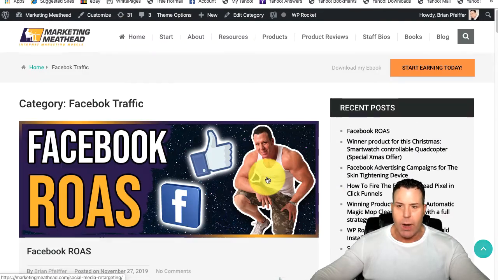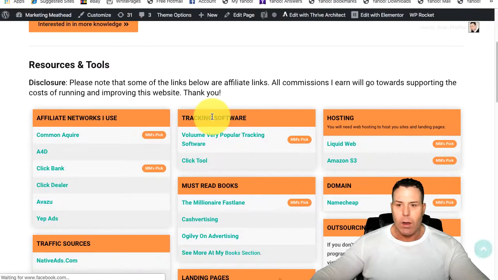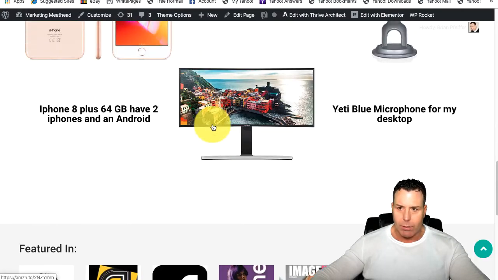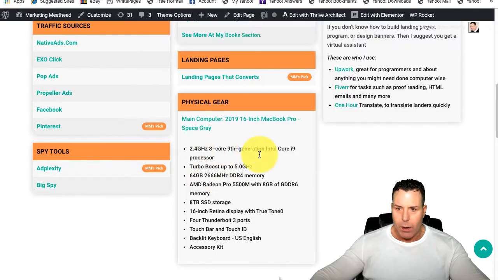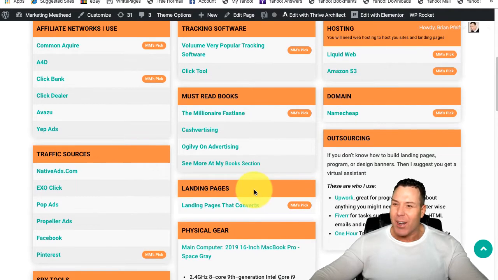It's getting some decent traffic, and it's starting to grow a little bit. So I have a full resources section here on some of the affiliate networks I use. I just upgraded my Mac, which is in transit right now. I haven't even received it yet, but I went ahead and put the new Mac that I got in here, the physical gear. I got the 64 gig of RAM Mac coming with the 9-core processor and 8 terabyte of storage. Kind of ridiculous, but yeah, that's coming.